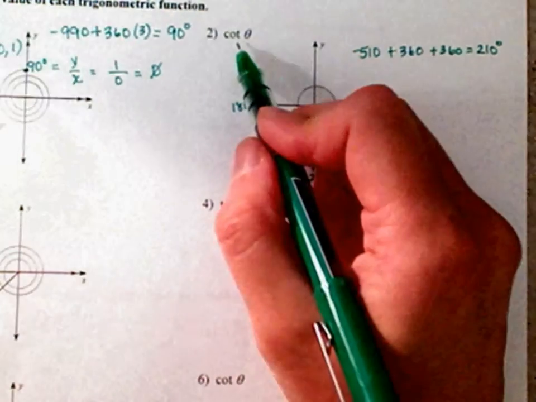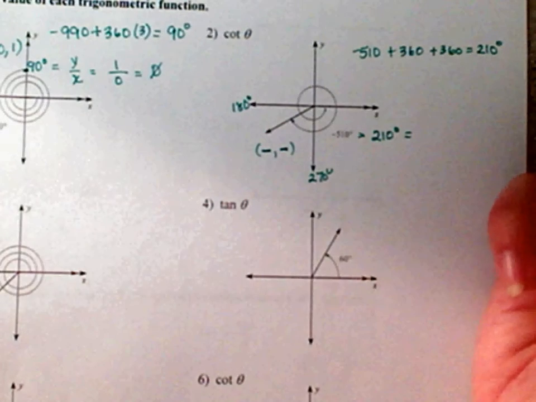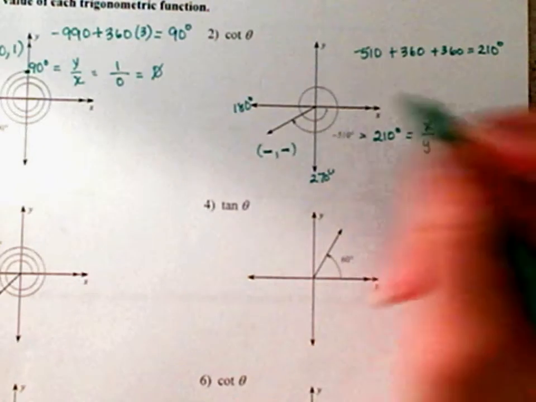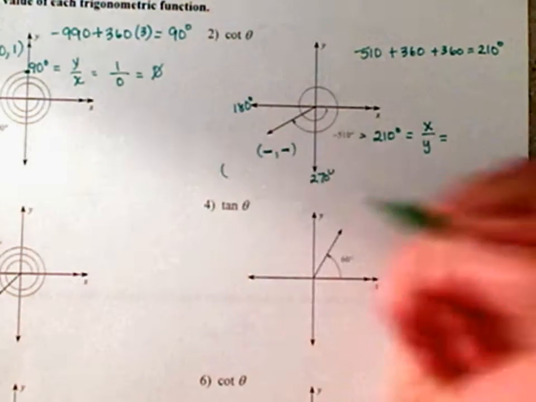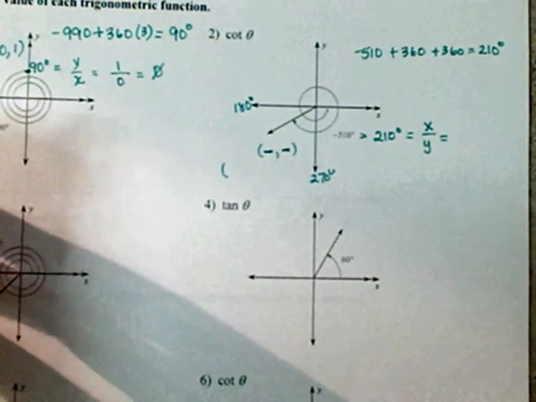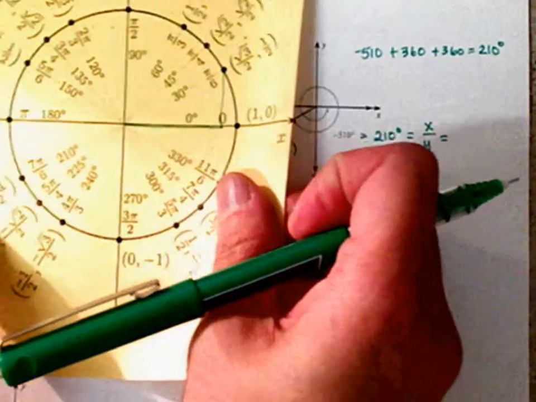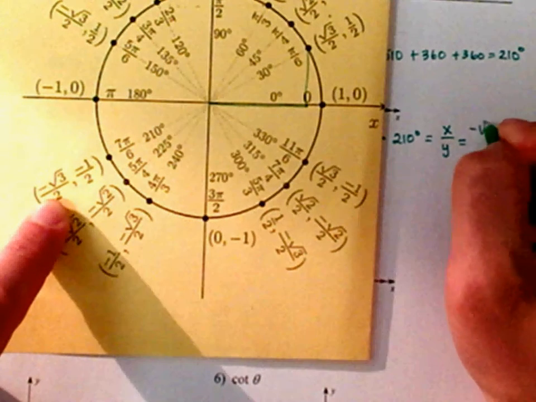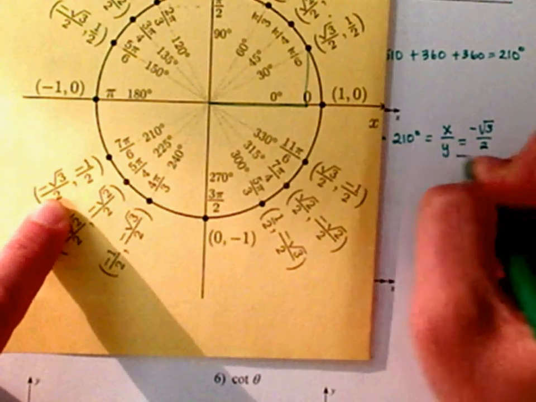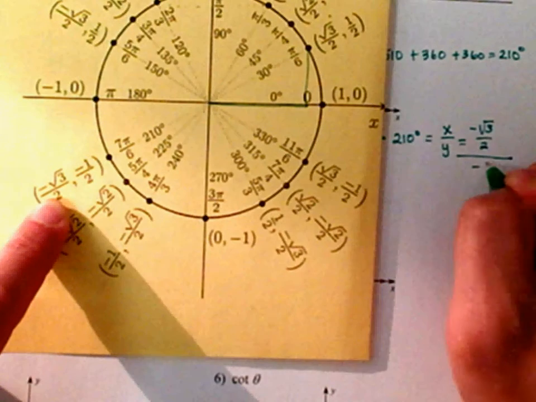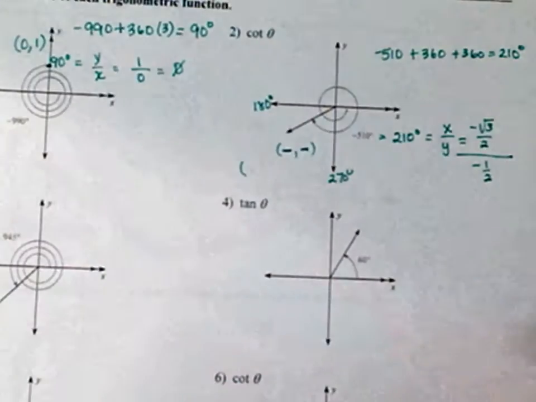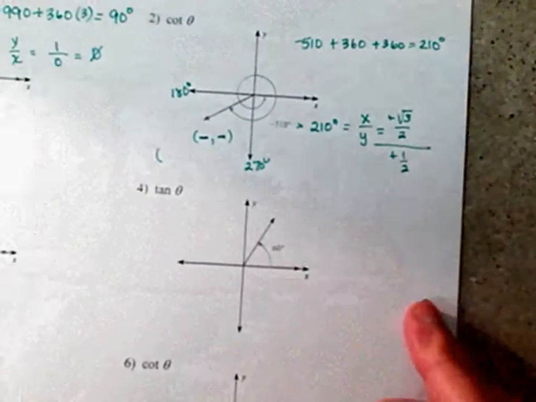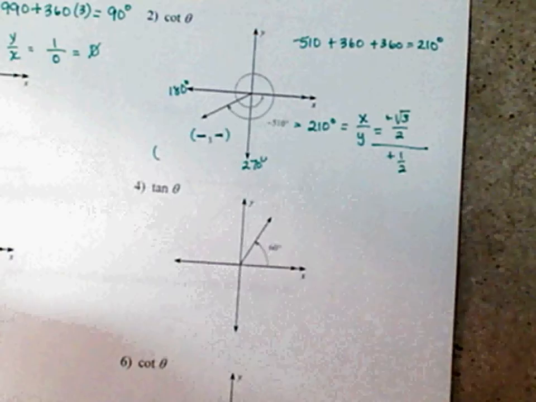And I'm looking for cotangent. Cotangent is the inverse of your tangent, so this is the same thing as x over y. And what is my ordered pair right here at 210? Look at your unit circle. At 210, this is your ordered pair. Okay? So I'm going to put the x, negative square root of 3 over 2, divided by my y, negative 1/2. Just like that. What's a negative and a negative become? A positive. Okay? Now let me go ahead and finish the math for you.